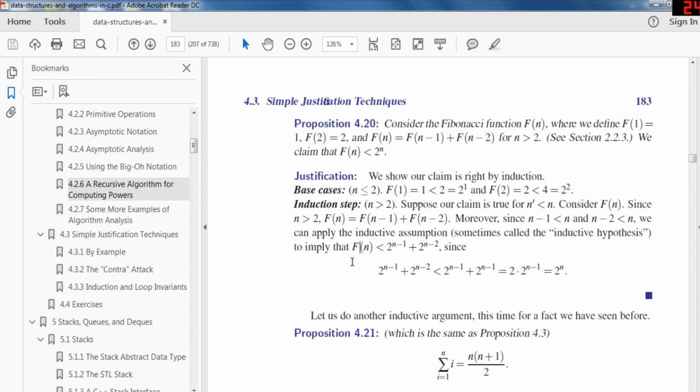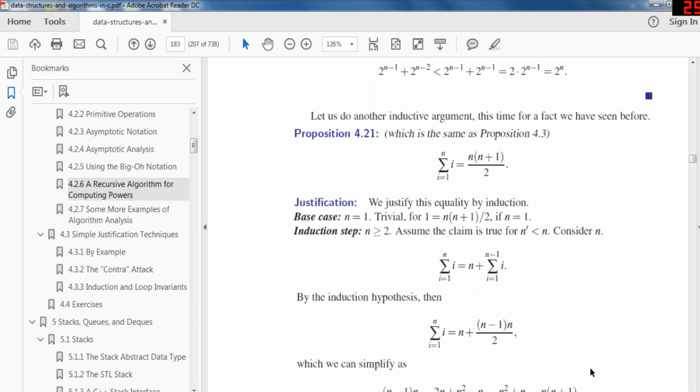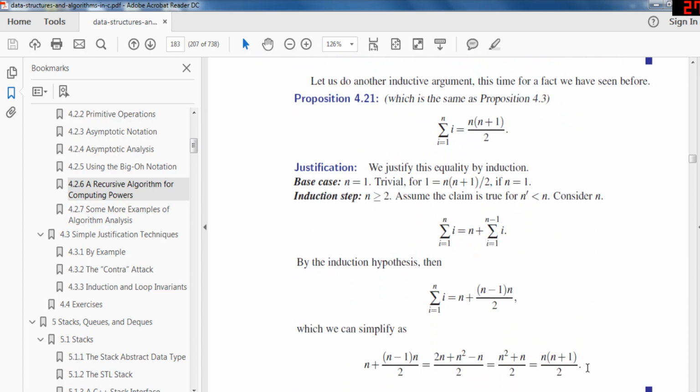Okay, let's do another example. Suppose we have that the sum of i is equal to n times n plus 1 over 2. You could justify this by induction. You first prove that the first case is true, where n is equal to 1. So what is it for n equal to 1?